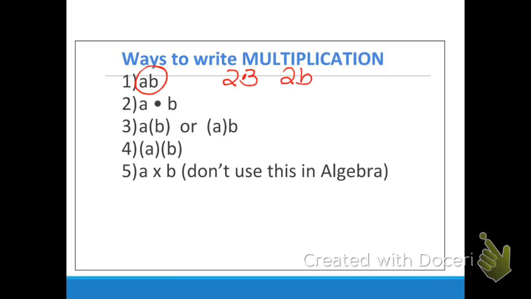And then there's the old-fashioned way, a times b, which is okay, except in algebra, what do we think about the x? We think the x is a letter, right? So this could mean a times x times b, or it could mean a times b. So that's why we don't use an x in algebra, generally speaking. You'll still see it in some places, but most of the time you won't. Okay, but all of these mean multiply.